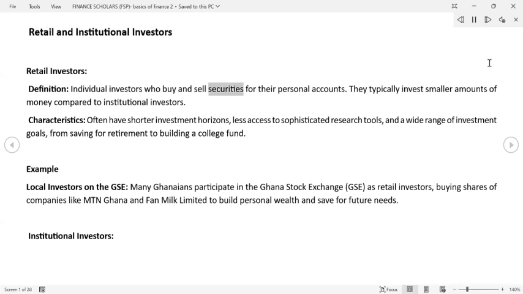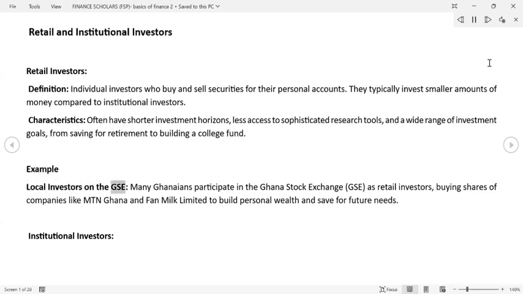Definition: individual investors who buy and sell securities for their personal accounts. They typically invest smaller amounts of money compared to institutional investors. Characteristics: often have shorter investment horizons, less access to sophisticated research tools, and a wide range of investment goals, from saving for retirement to building a college fund.